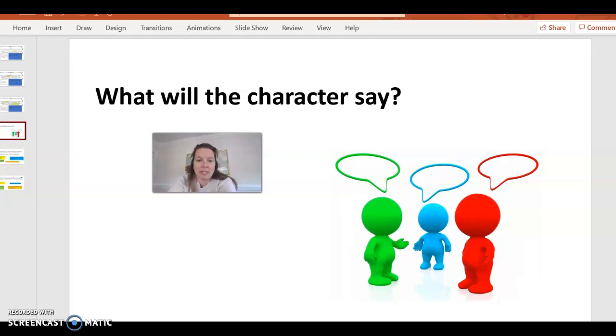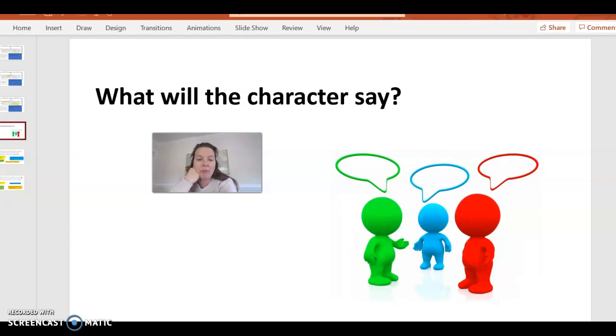Okay, scholars, this is lesson 3 in our character trait unit. So in lesson 1, we identified a character trait. In lesson 2, we provided evidence that supported our character trait. And then today in lesson 3, we're going to focus on what the character says.